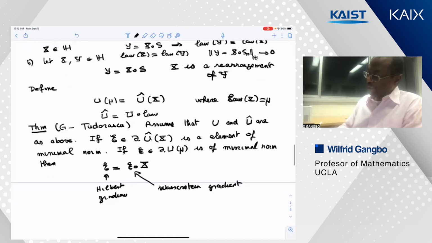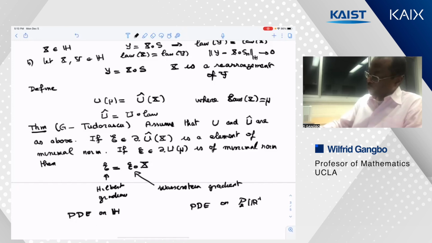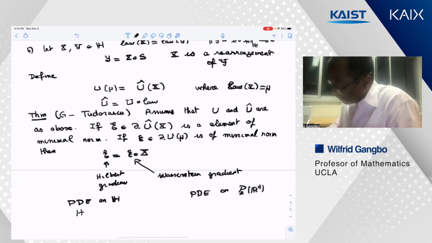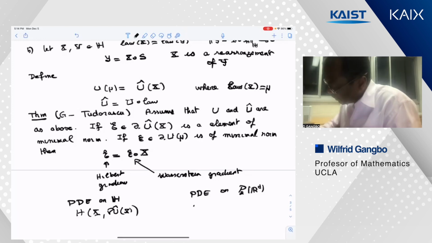So this tells you that if you have a PDE on H, you can convert it into a PDE on the set of probability measures. So assume that I have a PDE involving a Hamiltonian H of X, gradient U of X. I can convert it into a PDE, H of mu, gradient U of mu.